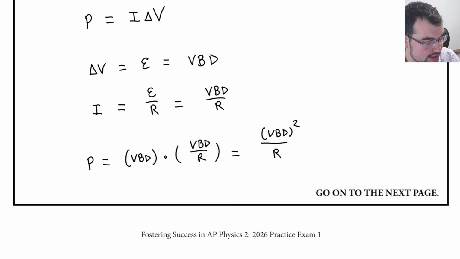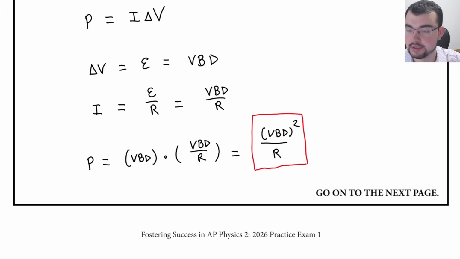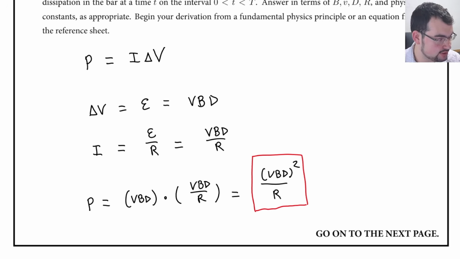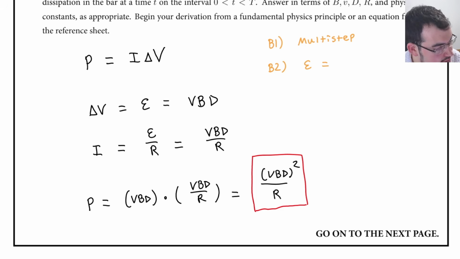So really, I didn't do too much with this derivation. I tried to make this a quite easy question. You actually got points for any multi-step derivation. So B1 was some multi-step work: Ohm's law, Faraday, motional, etc. B2 was for identifying the induced EMF is vBL. B3 is using Ohm's law.